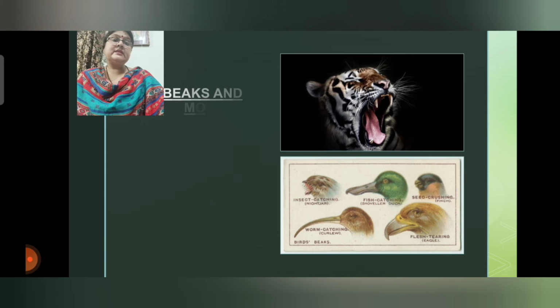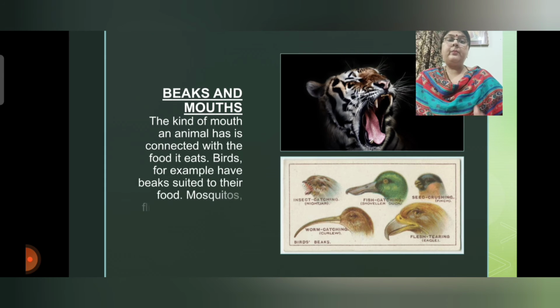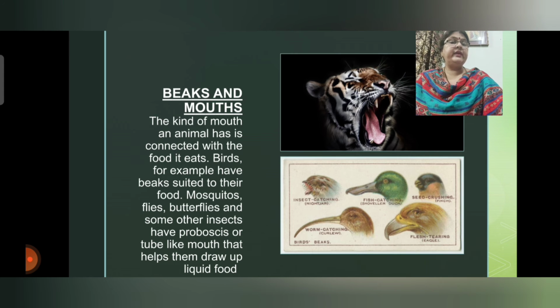Now we will discuss beaks and mouths. Every animal or bird has a different type of mouth or beak. The kind of mouth an animal has is connected with the food it eats. Birds, for example, have beaks suited to their food. Mosquitoes, flies, butterflies and some other insects have a proboscis or tube-like mouth that helps them draw up liquid food. We can say a liquid diet.